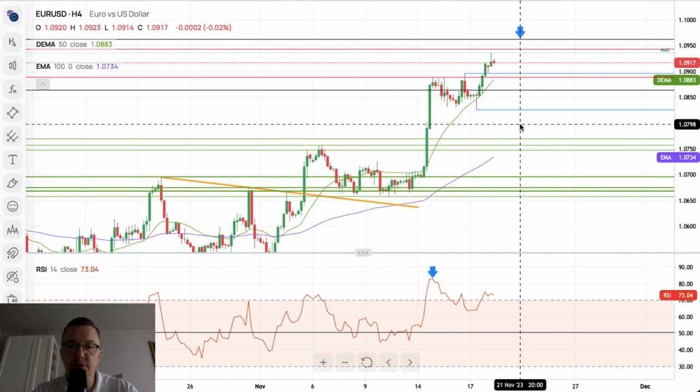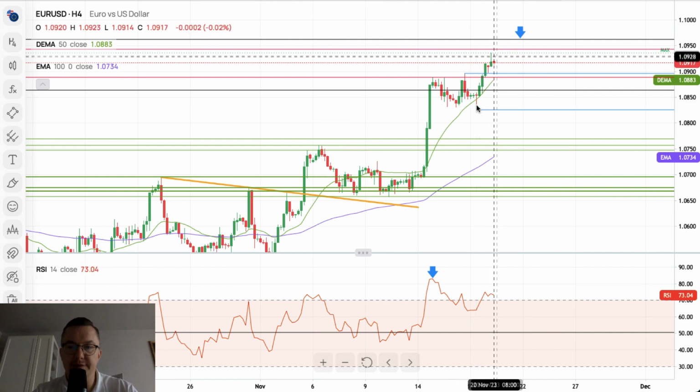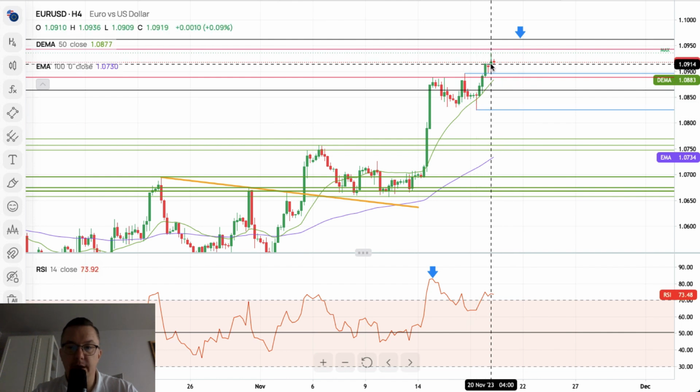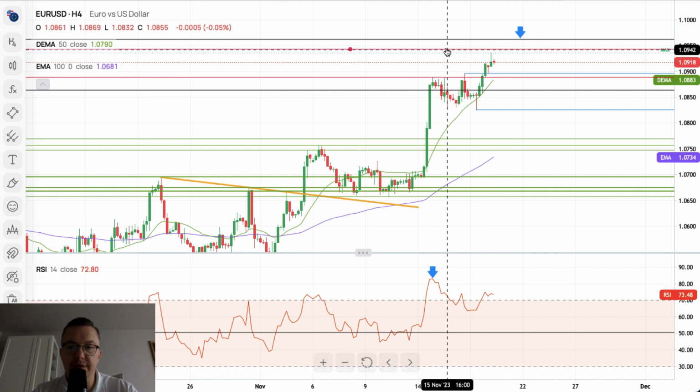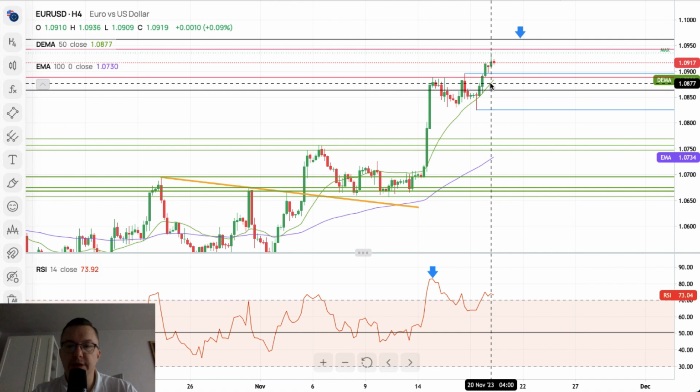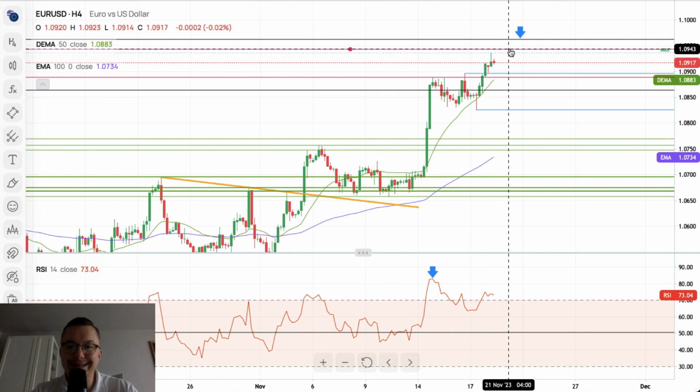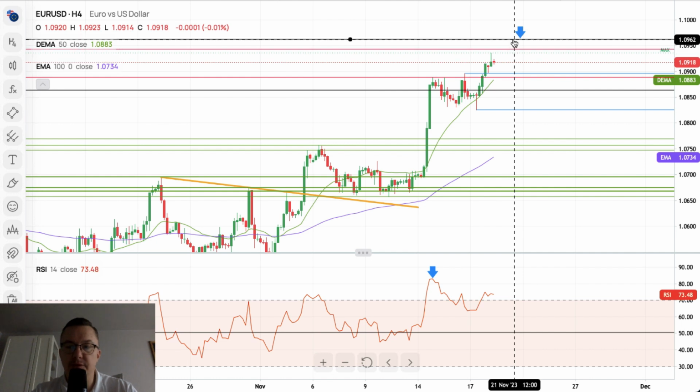The 4-hour chart of the euro dollar is showing us a nice bounce towards the new swing high located at 1.0936, and this swing high is right now located between those two levels here. This is the clear supply zone, 1.0887 to 1.0942, and right now we are trading inside of the zone. The next target eventually for the bulls is located at 1.0962.